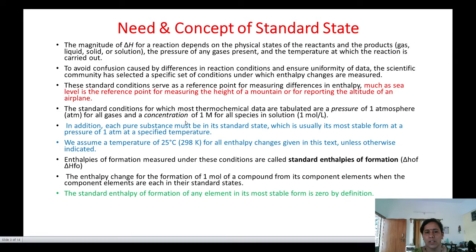Again I am repeating this. The standard conditions are: concentration is 1 mole, temperature is 25 degrees Celsius, that is 298 K, and pressure is 1 atmosphere.